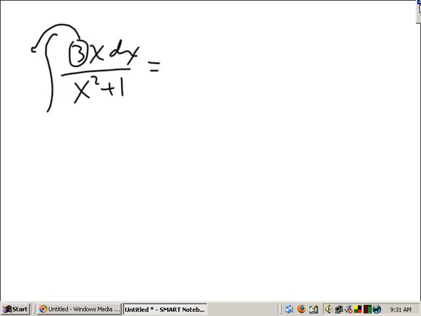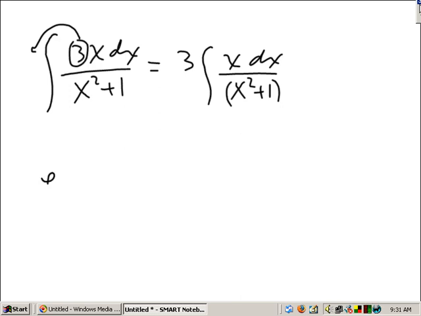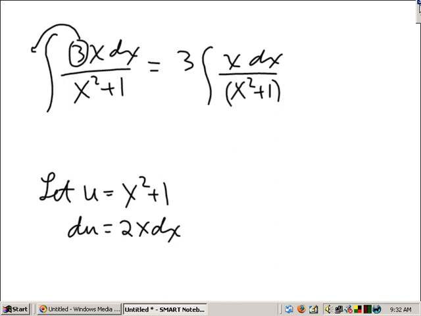Suppose you have the integral of 3x dx over x squared plus 1. I always pull the constants out in front, just in case it's not the constant you want. I'll show you what I mean in a moment. Okay, so you have this problem. You let u equal the denominator. Then du will be 2x dx. Well, there's my 3.